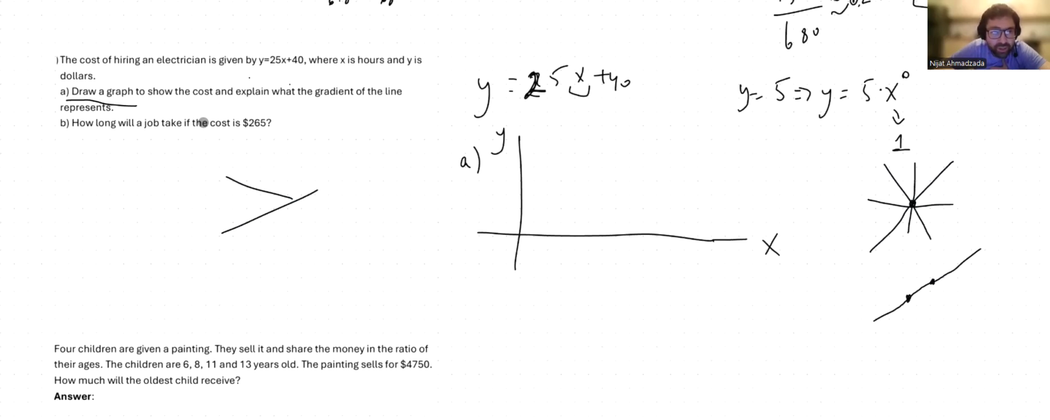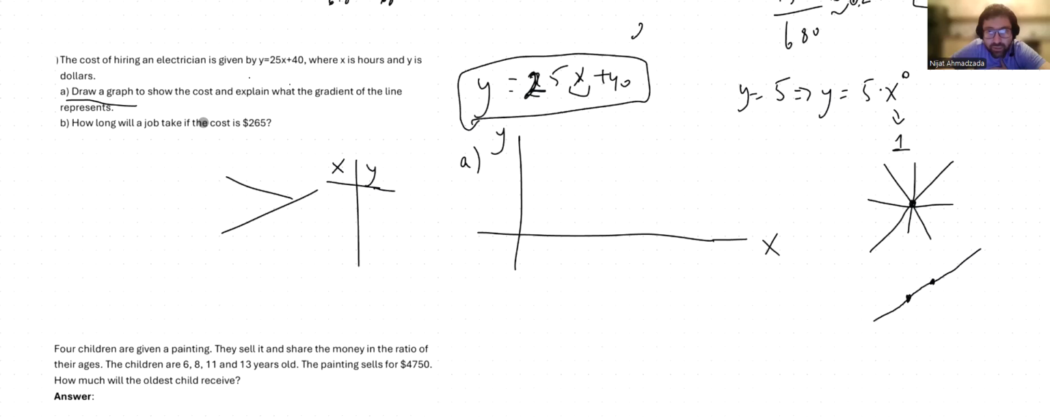So for this function, we need x values and corresponding y values. Remember, this was the function. It's always easy to give x equals 0 first because the calculation is easy. So when x is equal to 0, y is equal to 25 times x plus 40. So 25 times 0 is 0, plus 40 is 40. So when x is 0, y is 40.